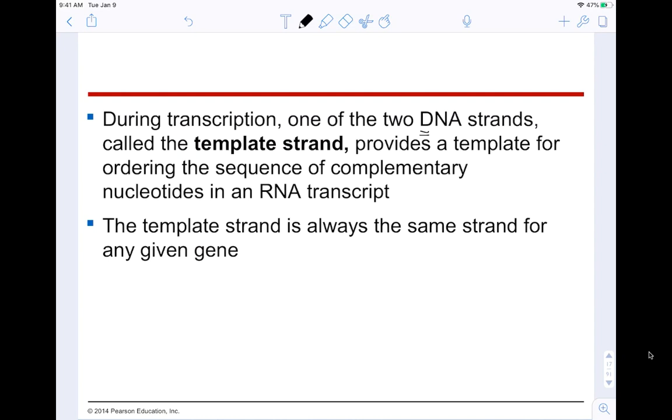Now, we talked about DNA replication. We said if you know half the information, you can figure out the rest of it because A always has to pair with T, G always has to pair with C. That's how it works. So this template strand is going to provide a template for the order of our complementary nucleotides, right? That's going to make our RNA transcript, which is going to be our mRNA. But of course, remember that it's using uracil. Okay, the template strand is always the same strand for any given gene.